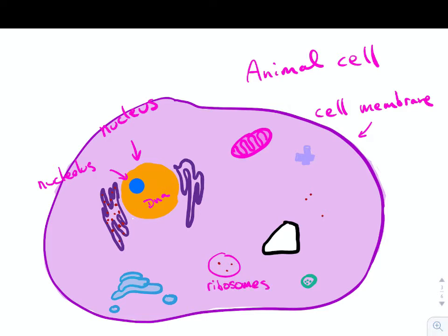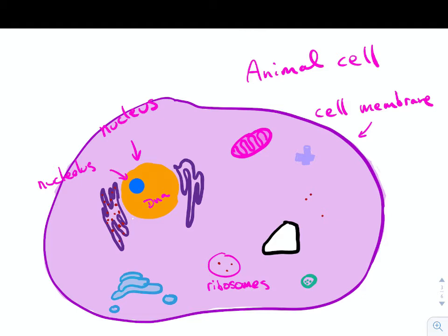And it's important to note that ribosomes are not membrane-bound organelles. They exist in all cells, prokaryotes and eukaryotes. And ribosomes make proteins. That's really important. We're going to get to that later on in our unit. We're definitely going to need to know that ribosomes make proteins. So the nucleolus makes ribosomes.